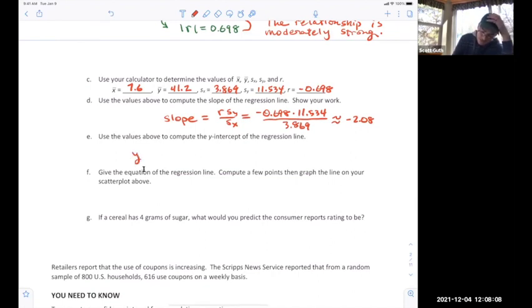Again, the y-intercept formula, I already showed, but I'll give it again. It's y bar minus the slope times x bar. Okay, so from above, y bar is the 41.2 minus the slope, which is negative. So this is a double negative.